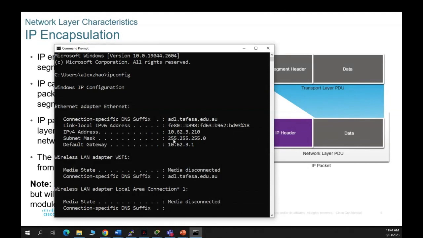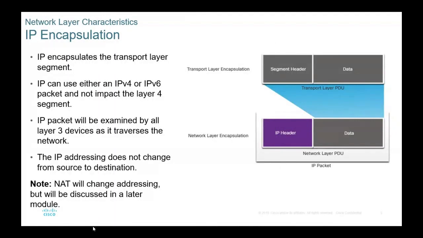And the IP address always comes with a subnet mask as well. Even if you don't have a gateway, even if you don't have anything else, you have an IP address and a subnet mask. And we'll look at how that works in a second. Okay. So the IP packet will be examined by all layer 3 devices as it traverses the network.